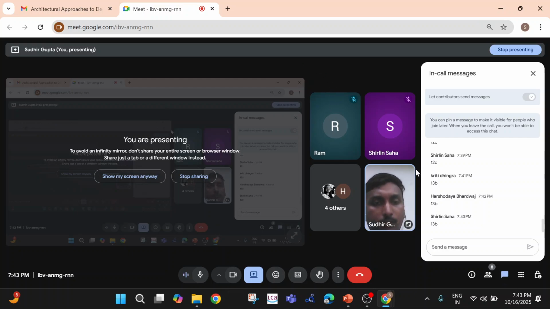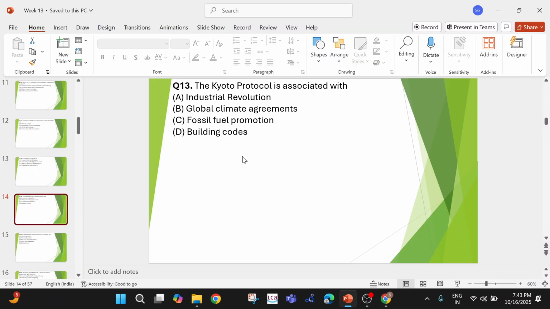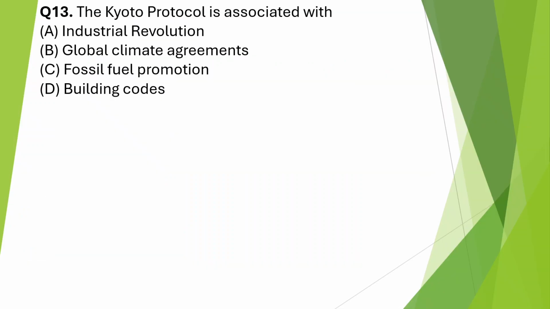For this particular question, question number 13, most of you have marked B answer, and B is the correct answer, guys. This is the global climate agreements. This is mainly associated with the global climate agreements, and the others, like industrial revolution, fossil fuel, promotion of building codes, get eliminated. So all of you are correct.